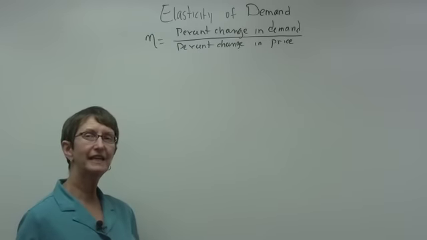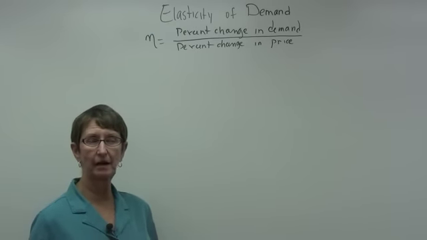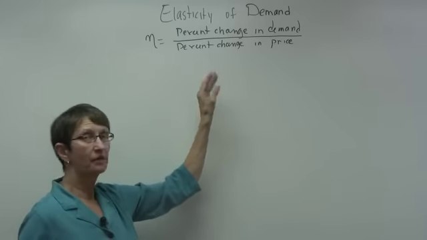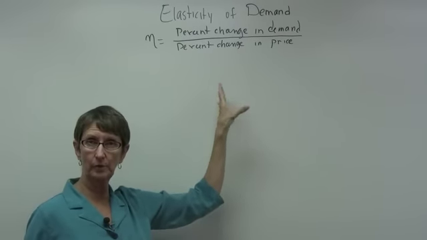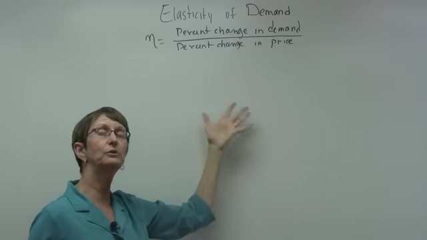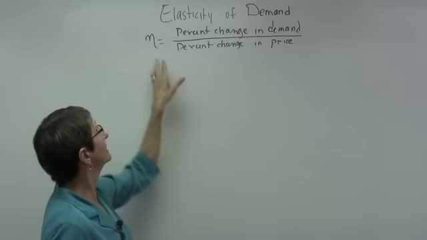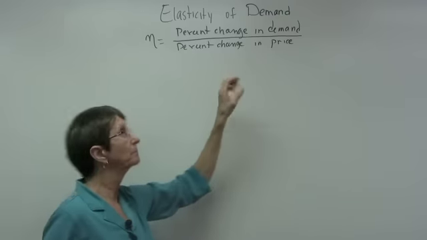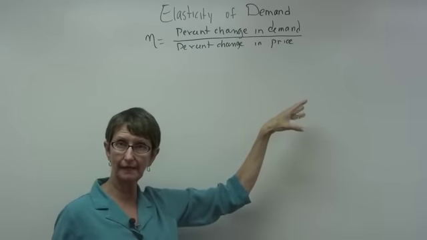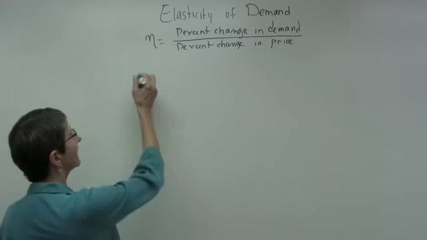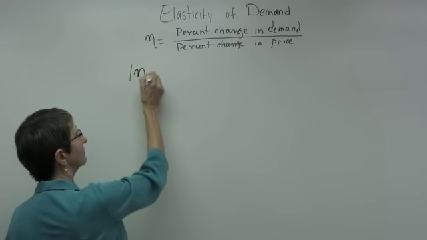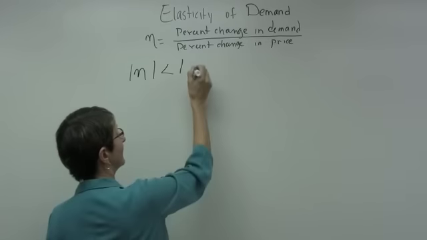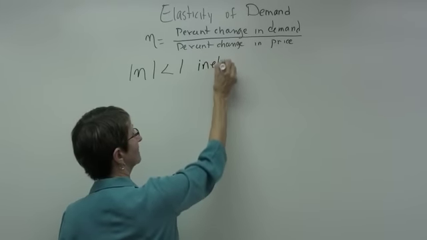We're going to look at another application in economics, elasticity of demand. You saw this back when we did the unit on business terminology, and we're going to go into additional details here. We defined elasticity as percent change in demand divided by percent change in price. And we said that if the absolute value of elasticity is less than 1, demand is inelastic.